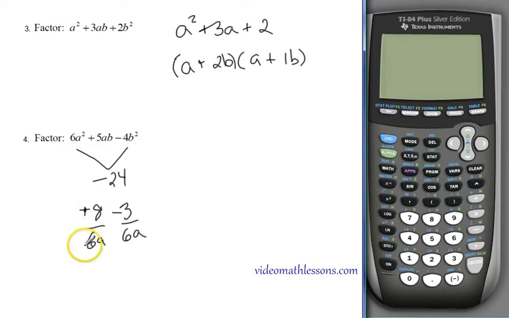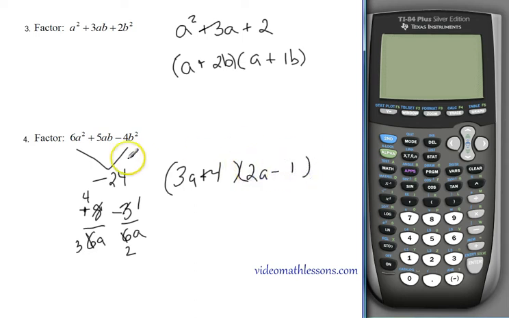And then reduce it if you can. So 2 goes in here, 4. 2 goes in here, 3. 3 goes in here once. 3 goes in here 2 times. And when you read it upside down, it's 3a plus 4 times 2a minus 1. Now I'm not done yet because I didn't do the b's on the back. So I'm going to put the b in now. And when I FOIL this all out, and I can check it if I really had to, I get 6a squared plus 5ab minus 4b squared.